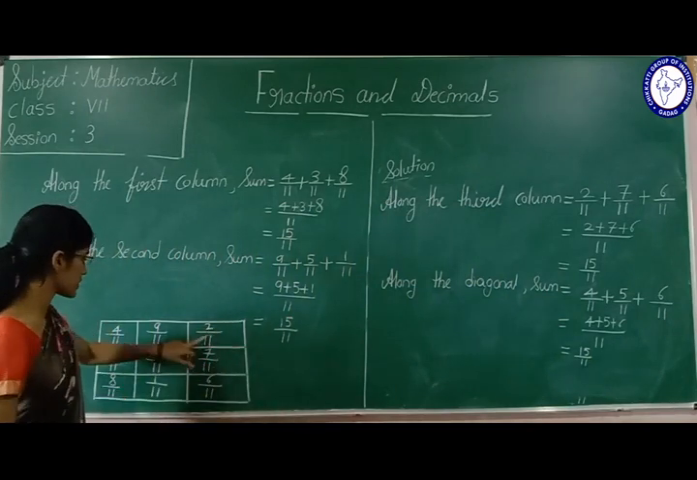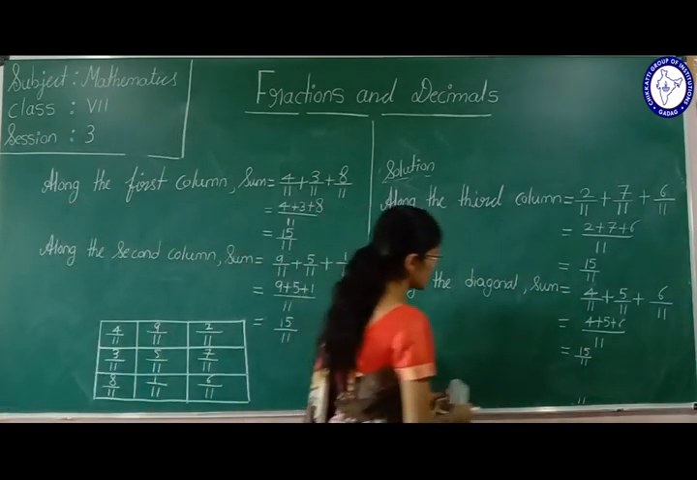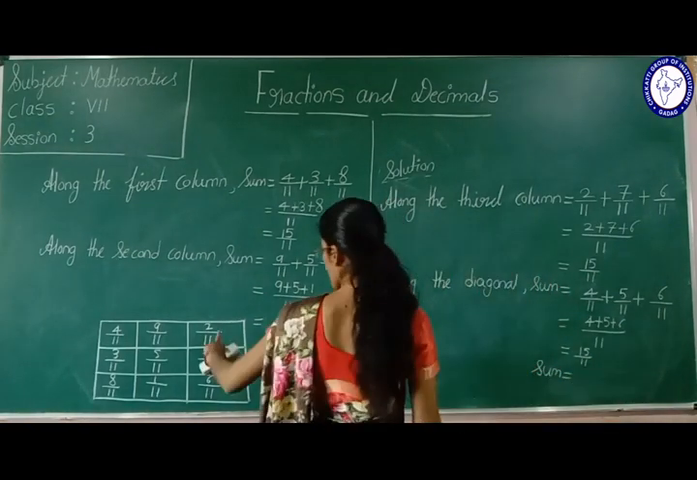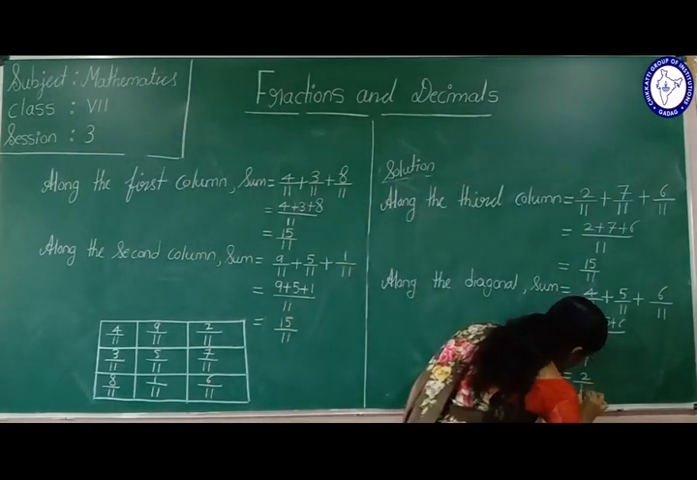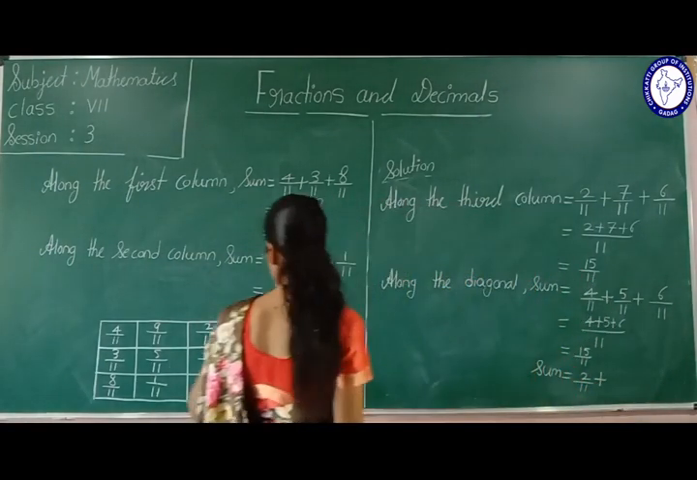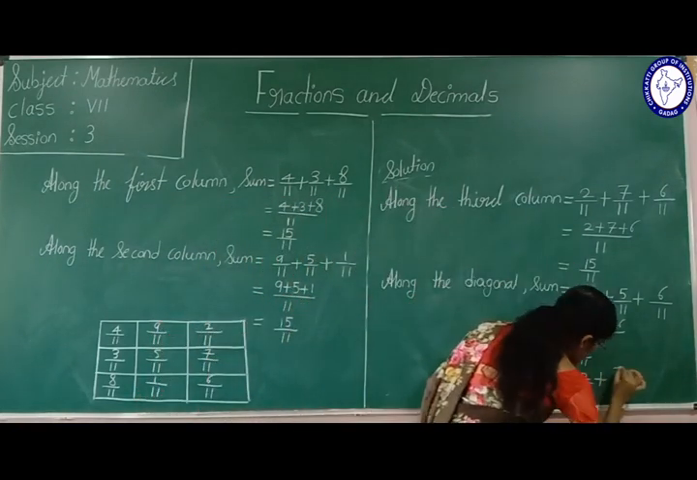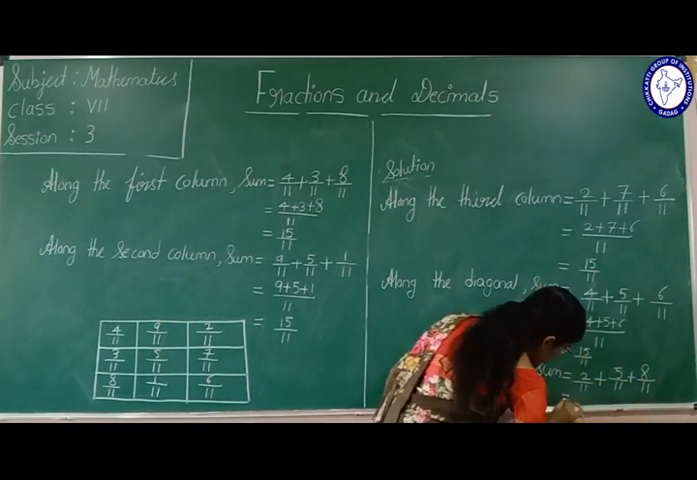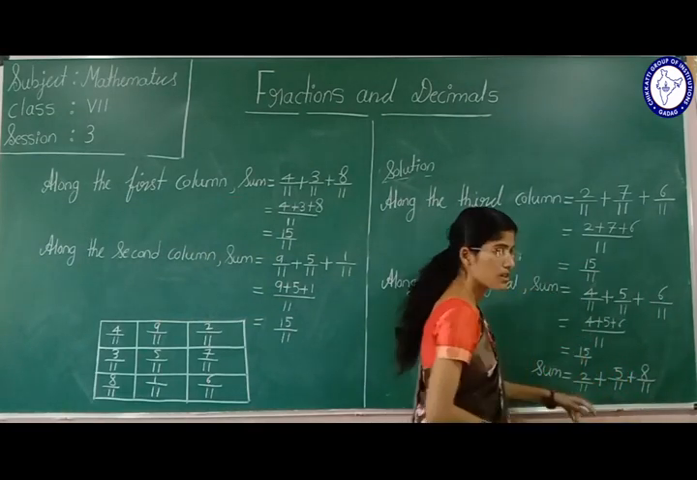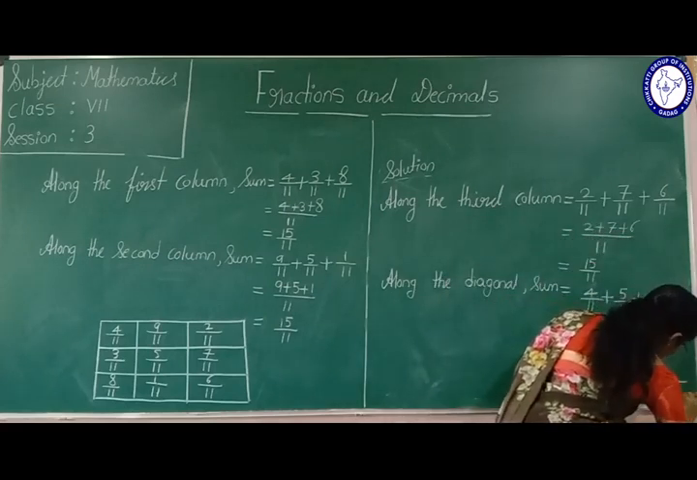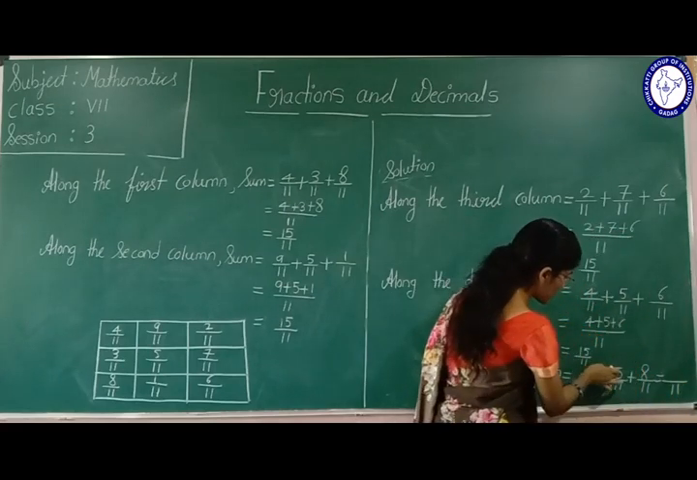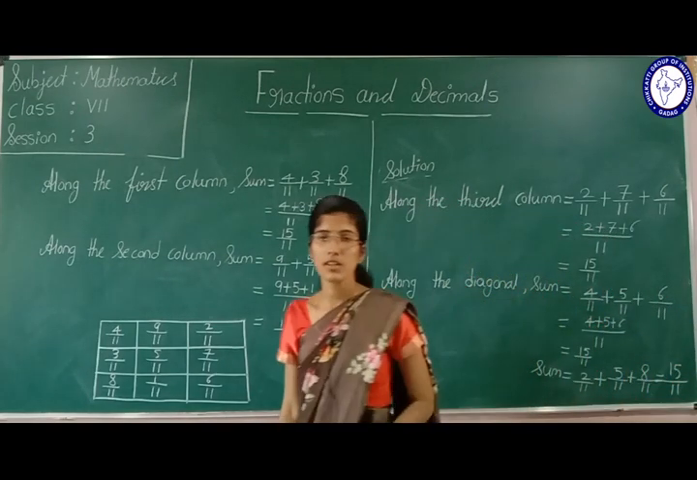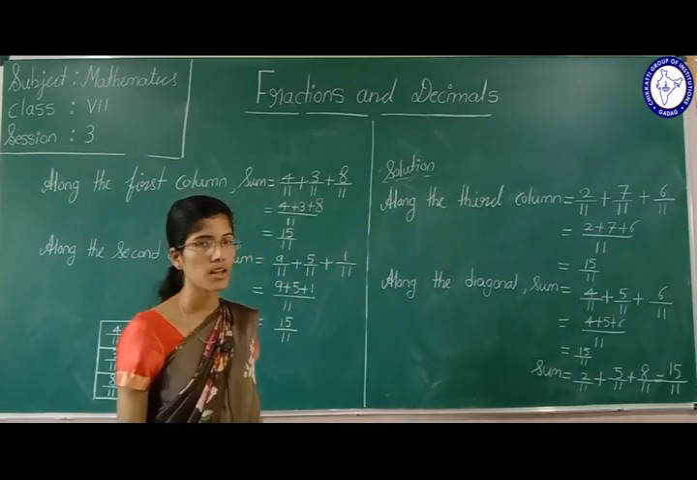Say one more diagonal is there, no? Here. That also we will do. Sum is equal to 2 by 11 plus 5 by 11 plus 8 by 11. See here, denominator is 11. Now see here, 2 plus 5 is 7. 7 plus 8 is 15. See, everywhere we got the answer 15 by 11.